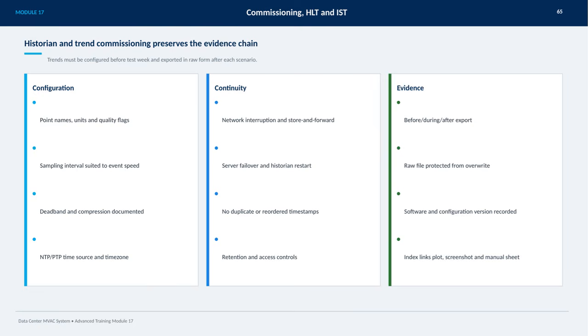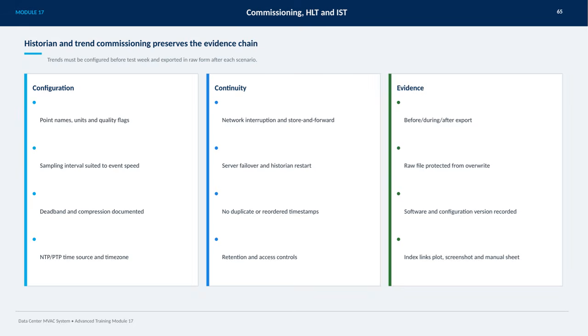Continuity is another crucial aspect. We need to handle network interruptions with store and forward methods, ensure server failover capabilities, and confirm the historian restarts without losing data. Avoiding duplicate or reordered timestamps guarantees data integrity. Finally, retention policies and access controls safeguard the historical data.